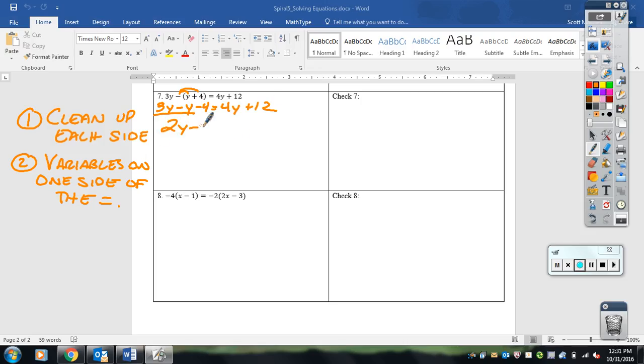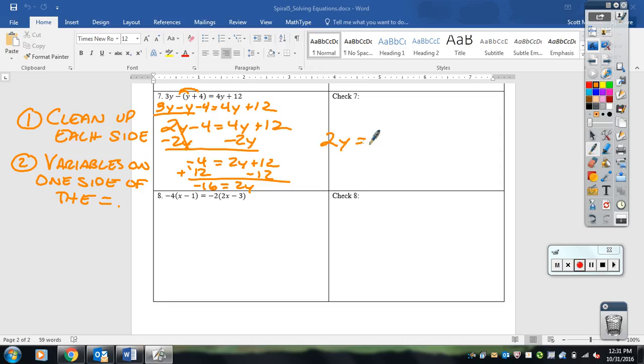Cleaning up. 2y minus 4 equals 4y plus 12. Still have variables on both sides. Got to get rid of one of them. Goodbye to the 2y. Doesn't really matter. Negative 4 equals 2y plus 12. Minus 12, minus 12. This is keep, change. Negative 16 equals 2y. I'll use the symmetric property, move it over here. Divide by 2, divide by 2, y equals negative 8.